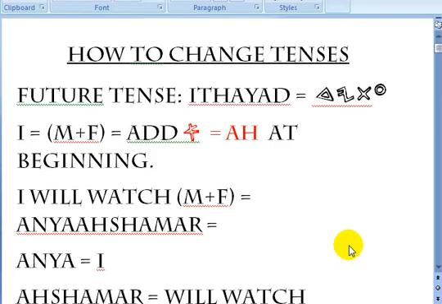Alright, Shalom Akim. Welcome to our final lesson on how to change tenses. We went through the present tense and the past tense, and in this lesson we're going to deal with the future tense.